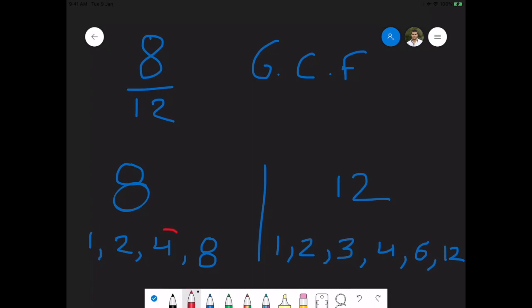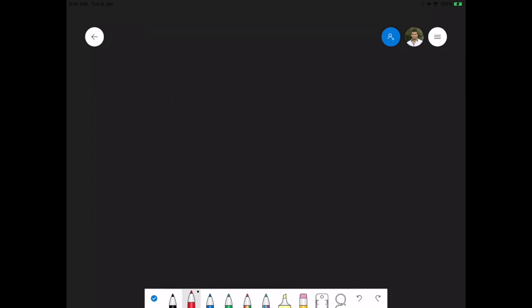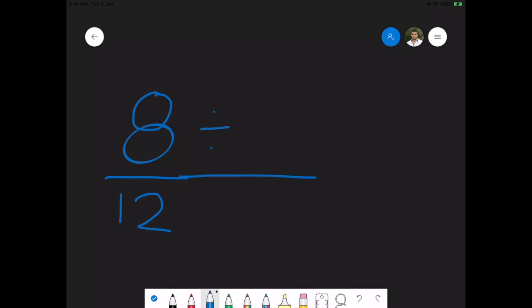So from what I can see, 4 is the greatest common factor between 8 and 12. Therefore, the next step will be to create an equivalent fraction by dividing them both by 4, since 4 was the greatest common factor between 8 and 12. So 8 divided by 4 is 2, and 12 divided by 4 is 3.